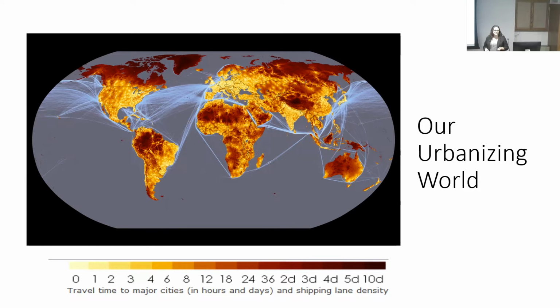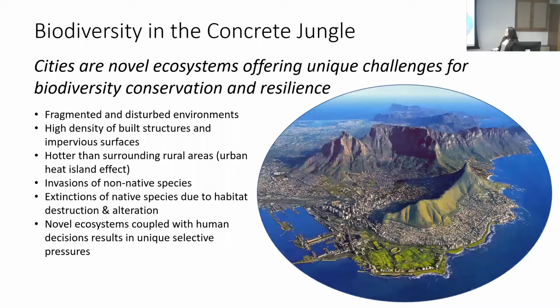And this is shipping lane density. So we're connected both across the oceans and across the terrestrial surface. So why cities in general? I find cities to be fascinating. Cities across the globe have similar structure, including high spatial heterogeneity, different habitat types. From this picture of Cape Town, you can see that it's not all the built environment, right? Cities are highly heterogeneous with many different habitats.